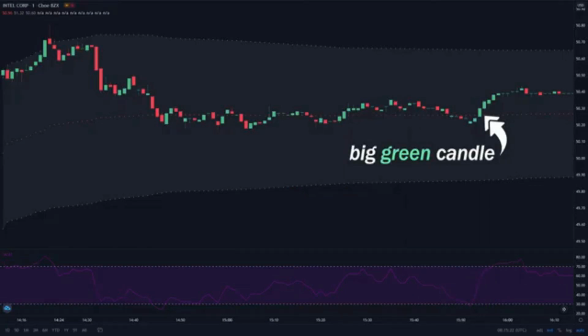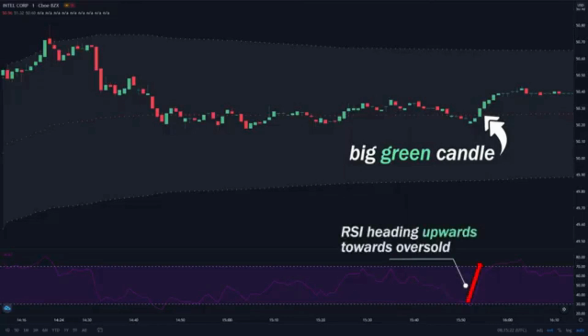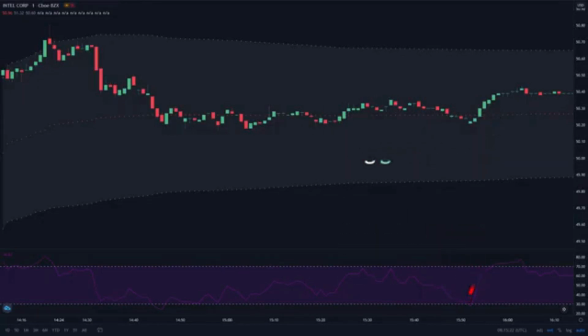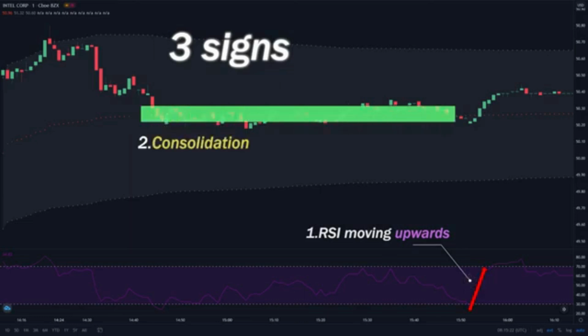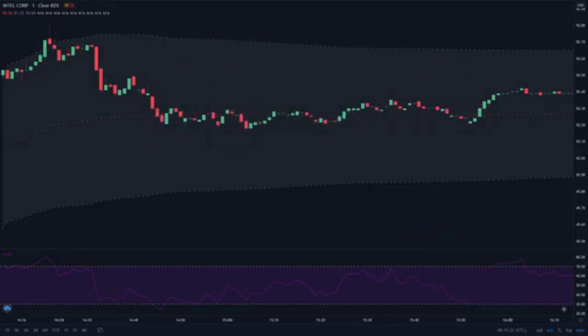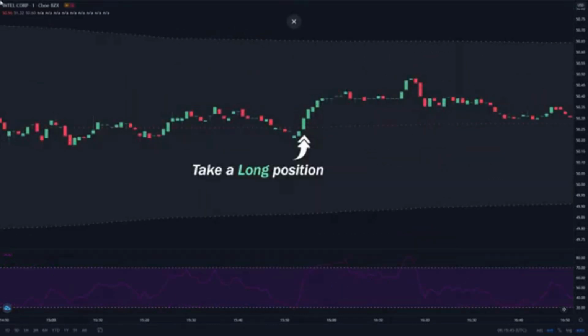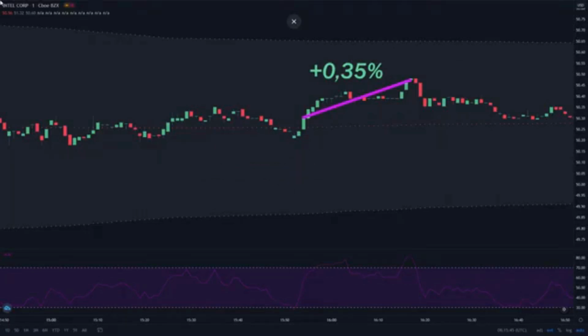A green candle formed while the RSI is heading upwards. So now there are three signs. The RSI slowly moving upwards, there's a consolidation before that, and a big green candle formed. This is a good opportunity to take a long position. So if you took a trade here at the green candle's close, you could have made a 0.35% profit.